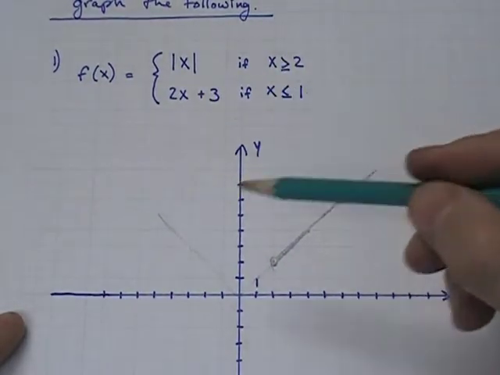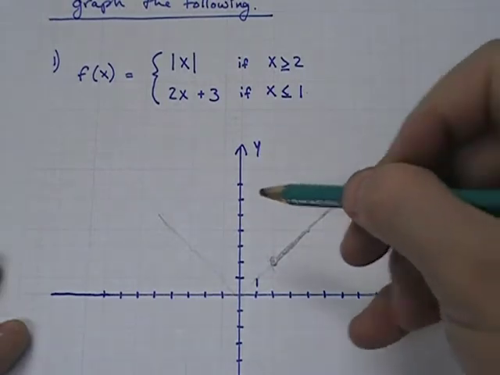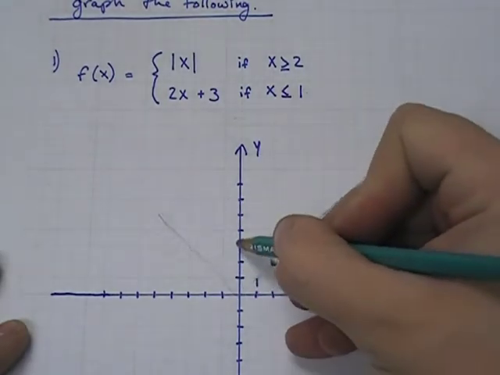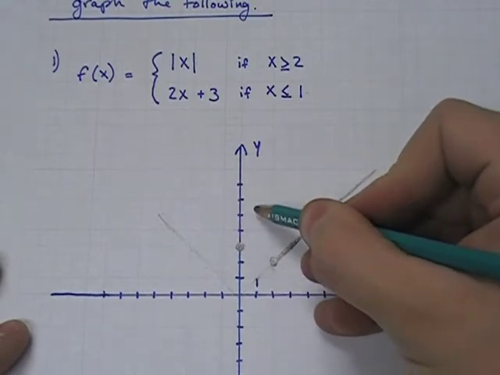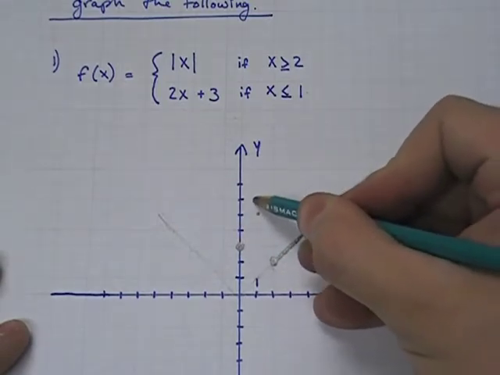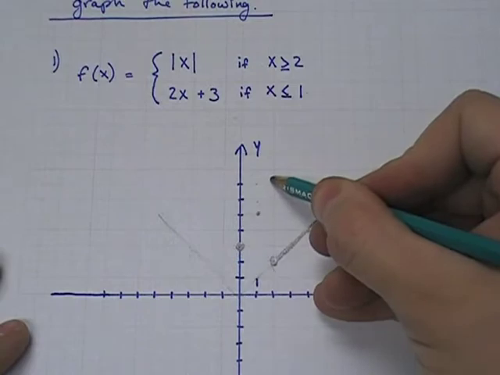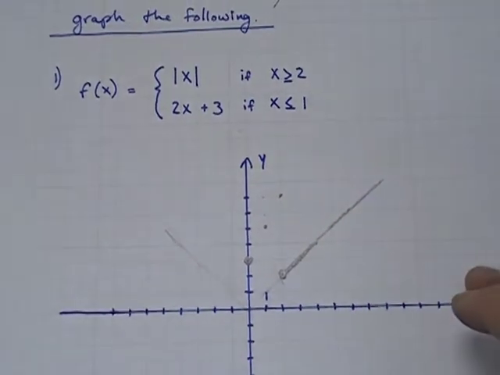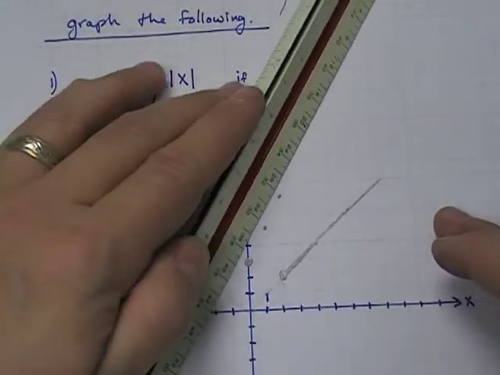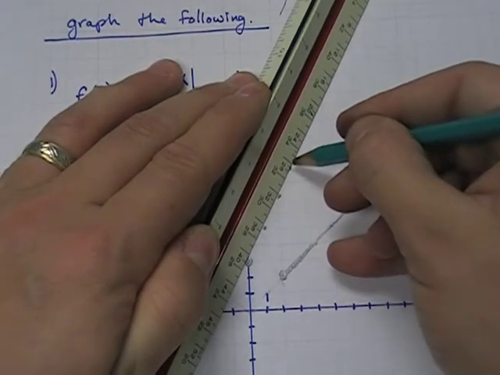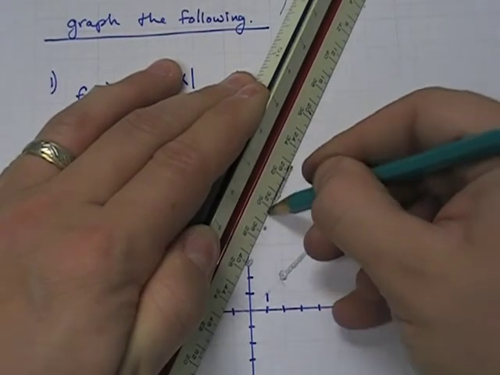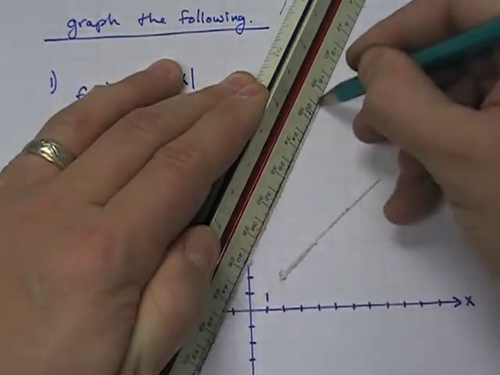Okay, now graph this line. It says 2x plus 3. Alright, so we start at +3, 1, 2, 3, and we go up 2 and over 1. Up 2 and over 1. Now what? Draw a straight line. So I take my ruler and I line up my 3 points, and I take my pencil and I draw my nice, neat, straight line.